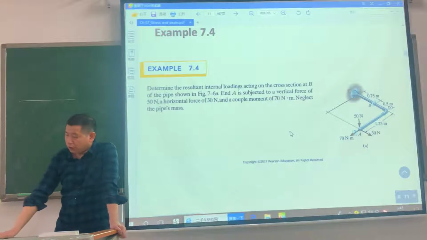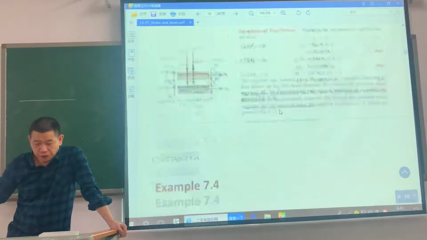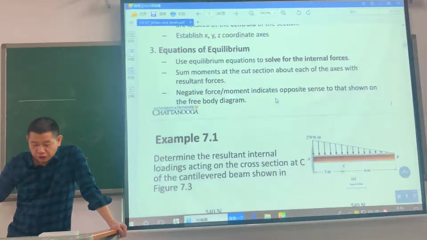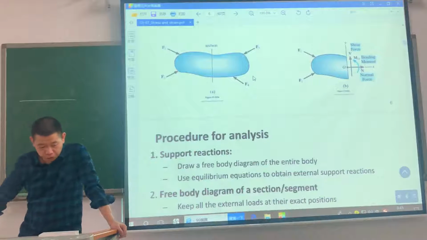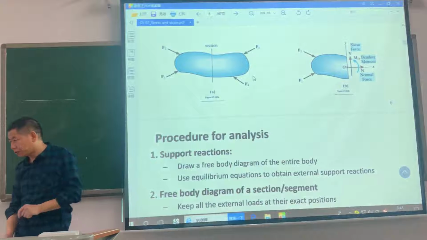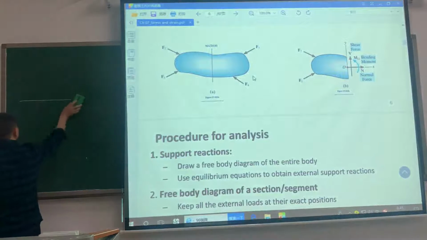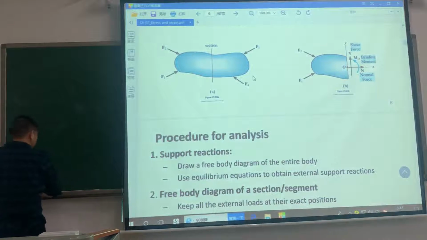I'll show an example for you because this problem is a little difficult. I'll do a simple one to show you. I'll make a simple example for you. Okay?